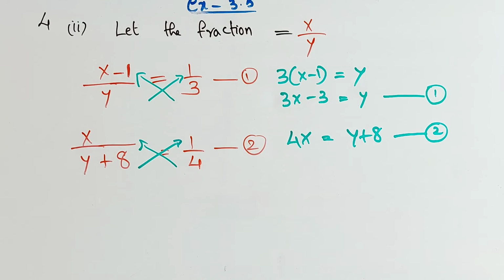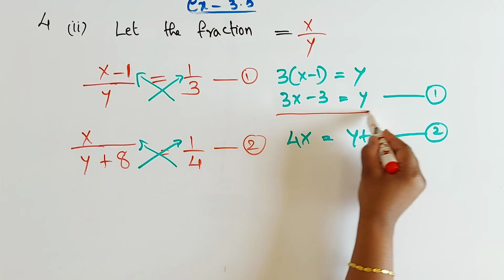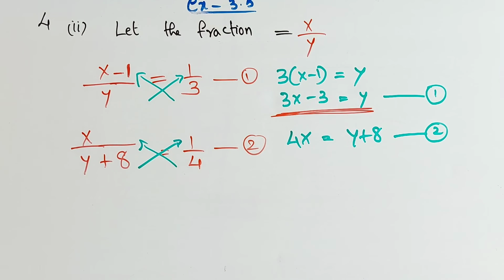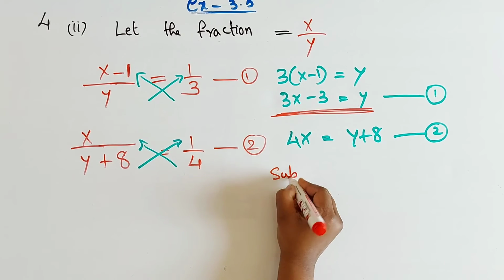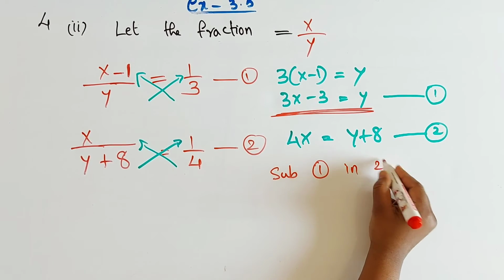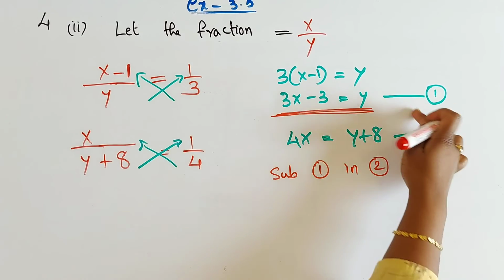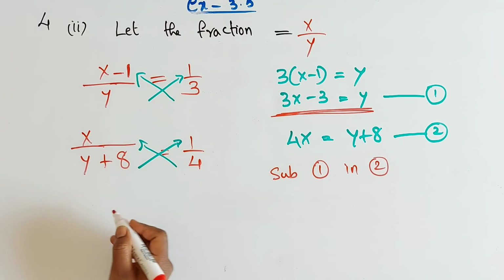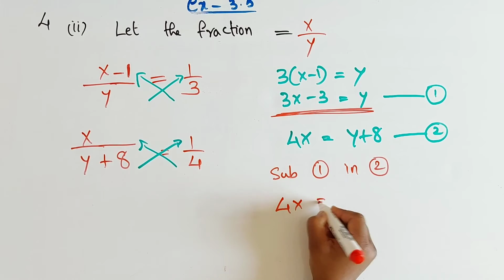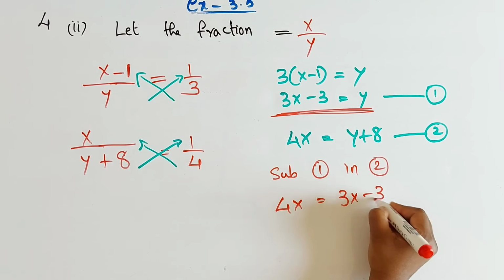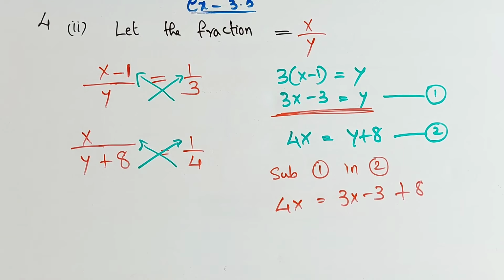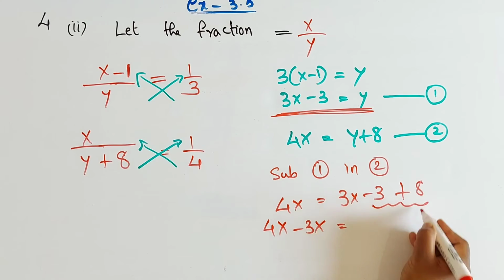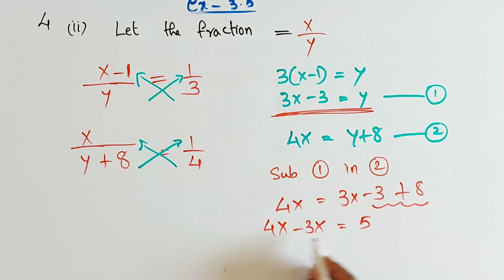Here I use the substitution method. Here I already have Y equal to 3X minus 3, so I am substituting the first equation in the second one. So 4X equal to, in Y place we have to write 3X minus 3 plus 8. Now send this 3X to the left hand side, so 4X minus 3X equal to 8 minus 3, that equals 5. 4X minus 3X means X only. X equal to 5.